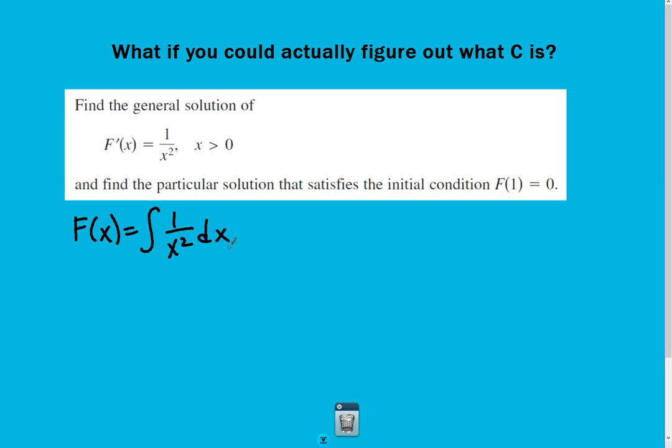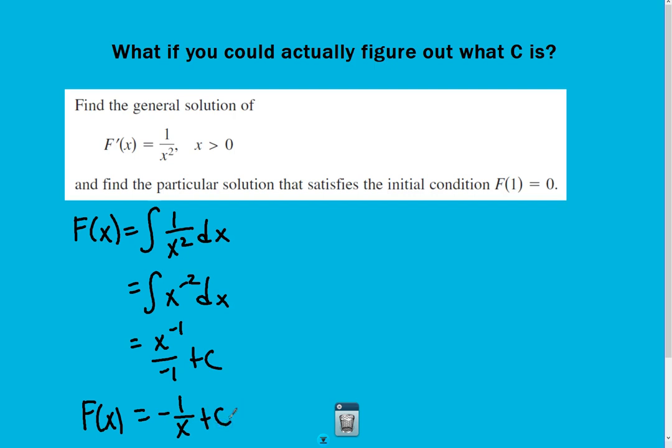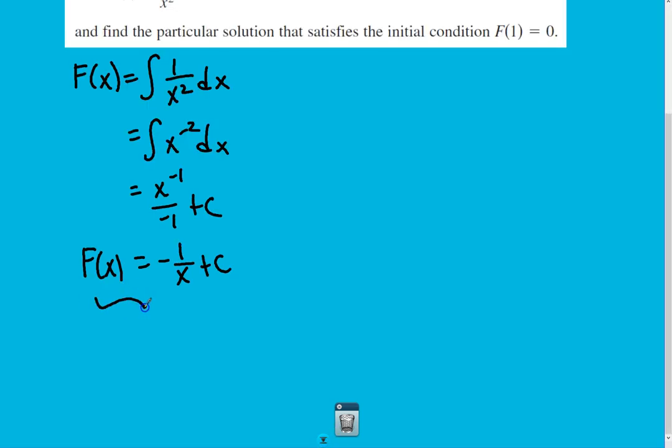So let's start with that. I've got x to the negative 2 dx. I take the antiderivative, and I'm going to have x to the negative 1 over negative 1 plus c. So f of x is equal to negative 1 over x plus c. This is my general solution because I don't know what c is. C represents some constant that I need to figure out.